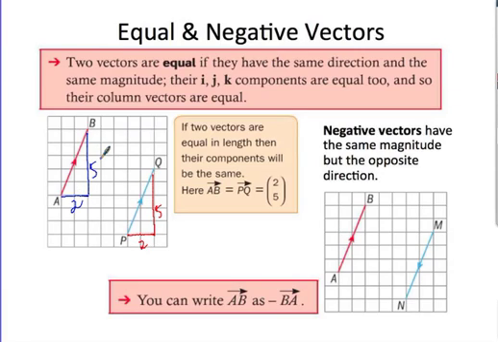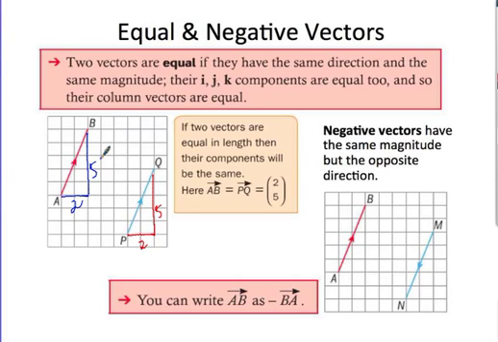Negative vectors do have the same magnitude, but they're opposite in direction. So the picture on the right here, vector AB is moving up and to the right. The vector MN is moving down and to the left. And again, notice when the vectors are written or expressed, you're starting from the tail of one vector to the tip. All right. So AB or MN.